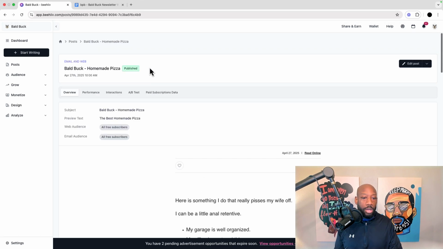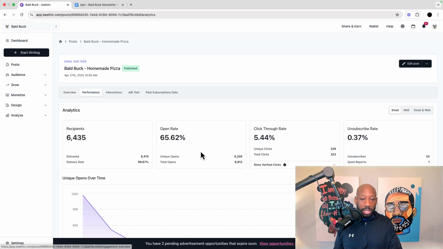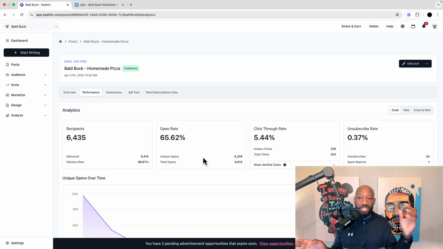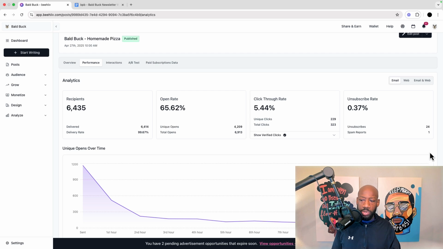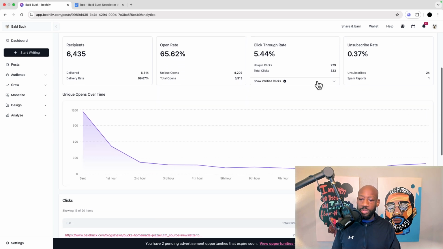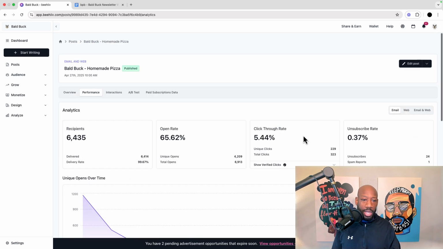Let's see how the performance looked. The open rate was around normal. We're usually hovering in the low to mid 60s, so it was about normal. Click-through rate is about normal. We were doing about 6 or almost 7% about a month ago. It's down a little bit here, but that is what it is. Unsubscribe stuff is within an acceptable range.